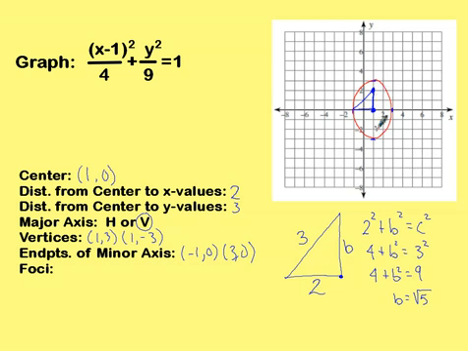So if we were to write the ordered pairs of the foci, our center is at (1, 0). My x value is going to stay the same for both of those. My y value is going to change though. It's going to go up square root of 5, and it's also going to go down the square root of 5 from 0. So just plus or minus the square root of 5. Alright, and you're done.